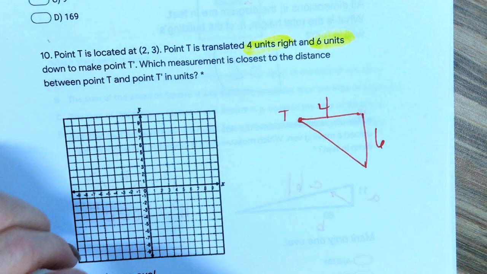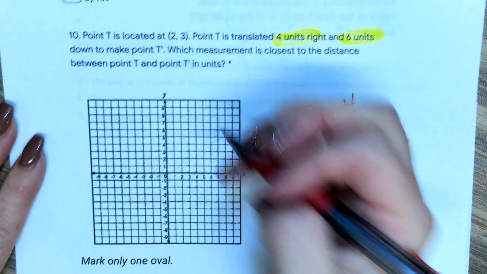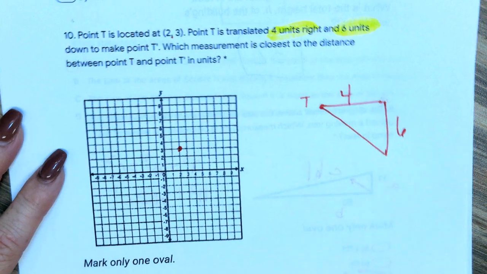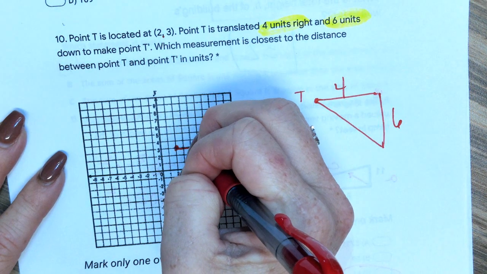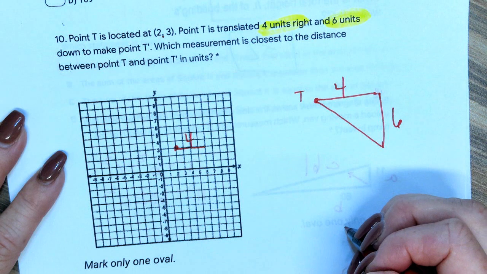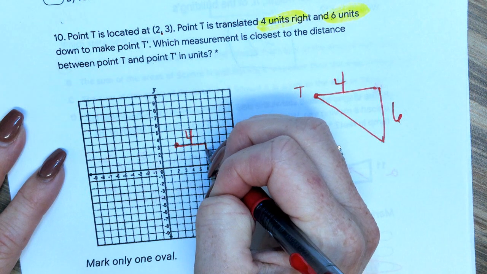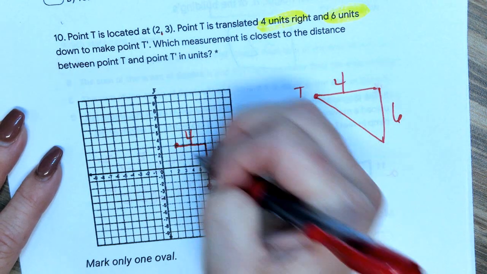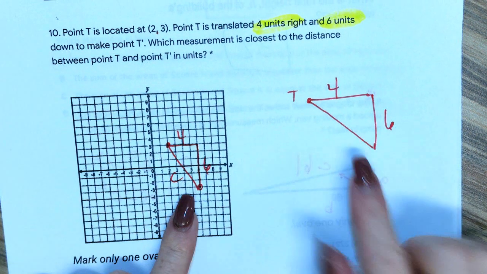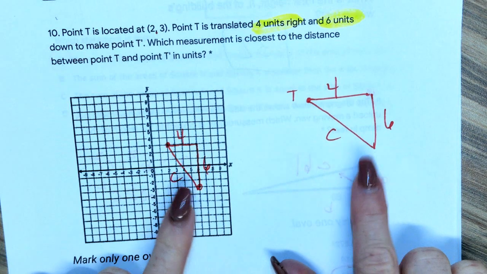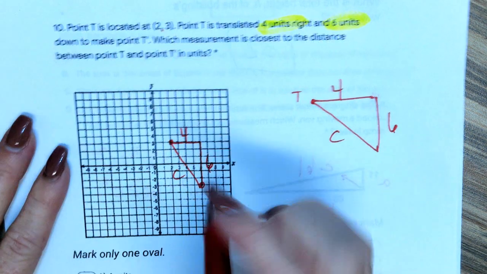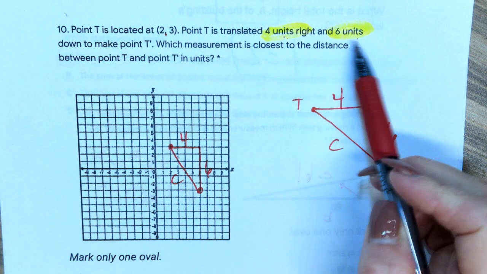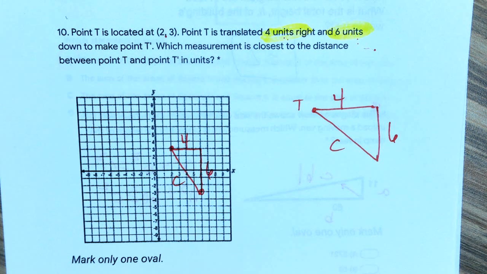and it's going to be a right triangle. Or I could go graph it and put a dot at 2, 3, and I could go 4 to the right, 1, 2, 3, 4. That's obviously going to be 4. I could go 6 down, 1, 2, 3, 4, 5, 6. That's going to be 6. Is that not the same thing? Yes or no? Yes. So don't get caught up in plotting the point and all that. These will be your side lengths of a right triangle.